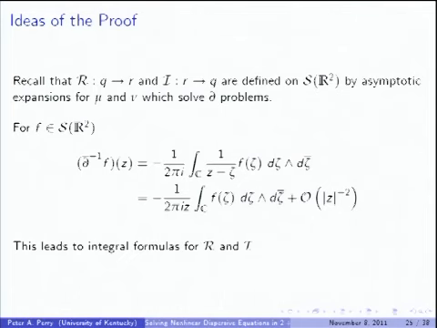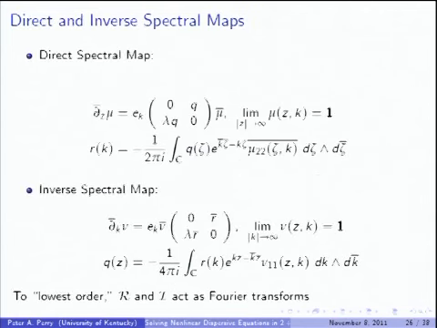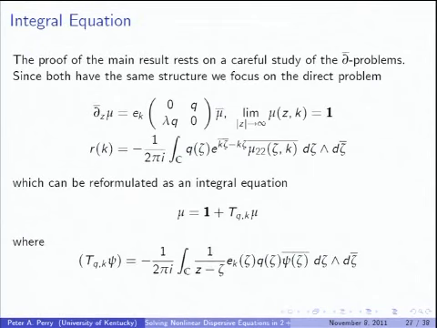So I've actually said a few times before in the talk, one has the explicit formula for the fundamental solution of the D-bar problem, which leads to integral formulas for R and Q. So these are the maps that one wants to study, the direct and inverse scattering maps. The challenge then is to get very good estimates on the solution to the D-bar problems. And now I want to talk about some of those key ideas.